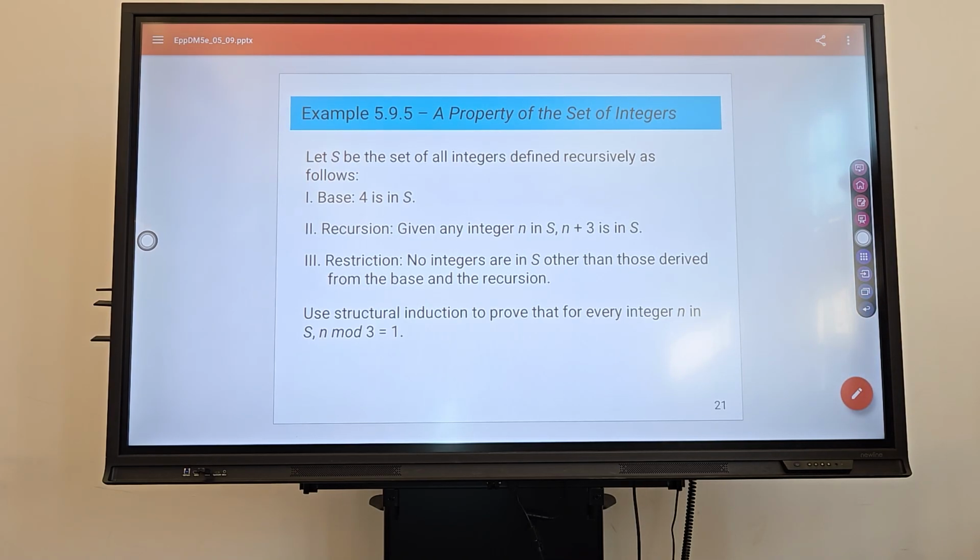So let S be the set of all integers defined recursively as follows. Base condition: 4 is in S. The recursion: given any integer n in S, n plus 3 is in S as well. Restriction: no integers are in S other than those derived from the base and the recursion. Use structural induction to prove that for every integer n in S, n mod 3 equals 1.